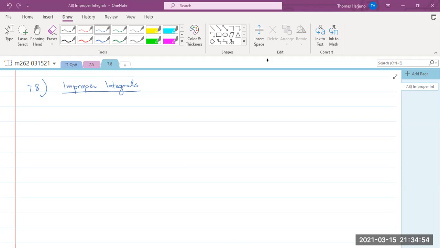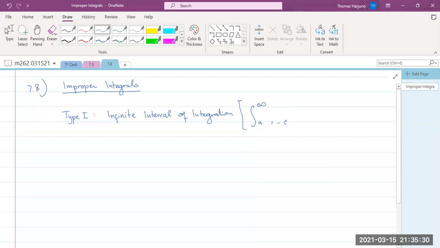So I give you the skeleton, the framework first. What we call improper integral, there are two types. Type 1: the one involving infinite interval of integration. So either you have something to infinity, or negative infinity to something, or even negative infinity to infinity.